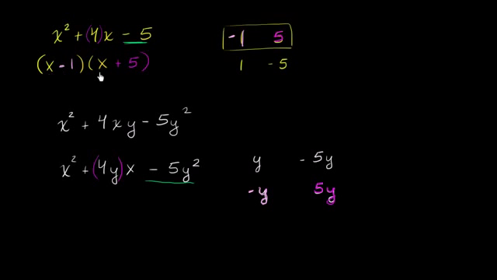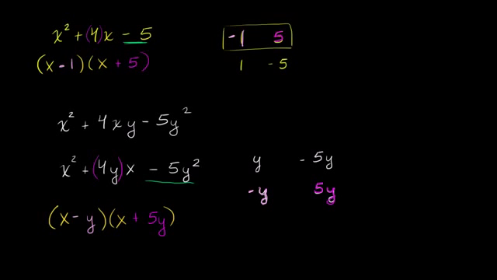This is the same exact mold that we did up here, same exact idea. This is going to be x. Instead of just a minus 1 here, now we factored into a negative 1 and 5. Here we factored into a negative y and 5y. So instead of a negative 1, it's going to be a negative y: x minus y times x plus 5y. And we can verify that when you multiply this out, it indeed does equal x squared plus 4xy minus 5y squared.